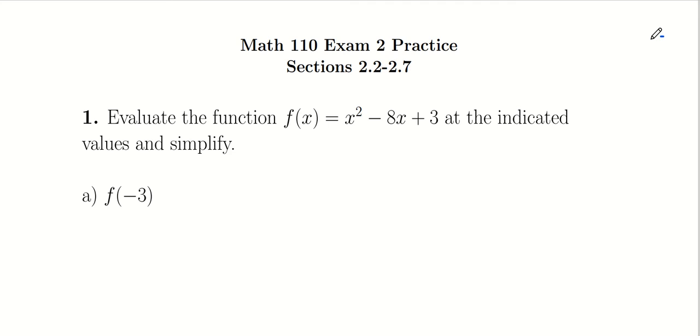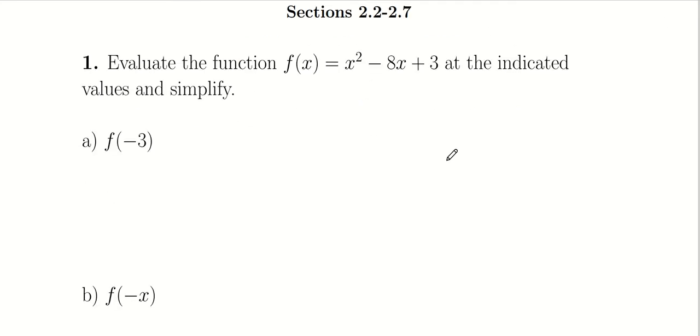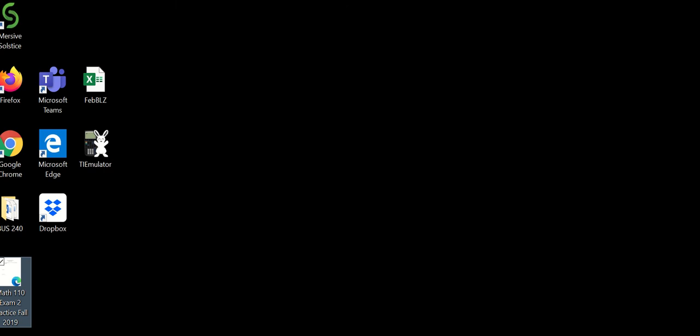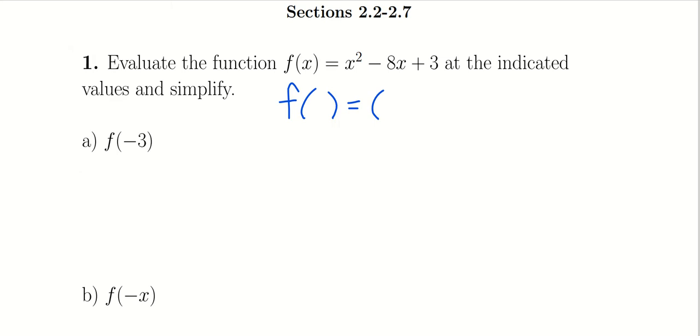The first topic we're going to look at is example 1, where we have to evaluate a function at some indicated values. Here the function is f of x equals x squared minus 8x plus 3. Again, it's helpful if you can think of the statement form of a function. This function f of x is designed such that it's going to take our input, square it, subtract 8 times the input, and then add 3 to it.